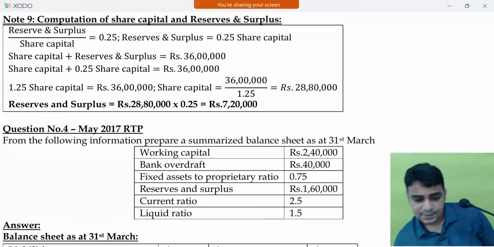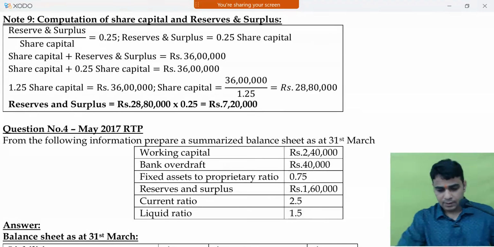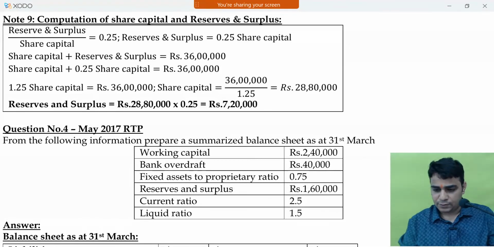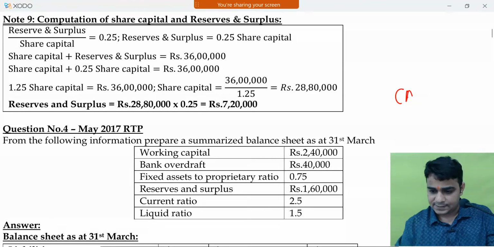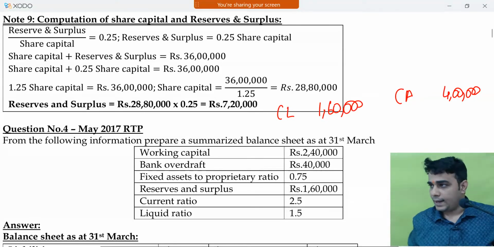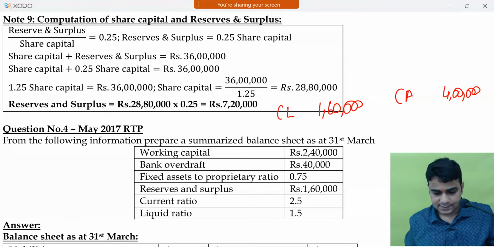1 lakh 60 and 4 lakhs. So I can break it down further. I'm not getting into that. The only breaking down you can do is stock you can calculate, and the balancing figure could be other current assets. So the balance sheet may look like this. Current assets is 4 lakhs. Current liability is 1 lakh 60. This is the stage as it is.